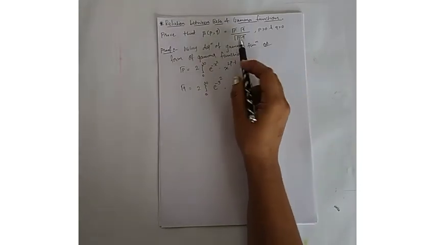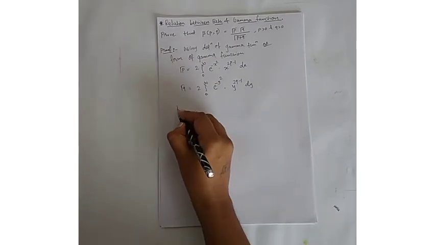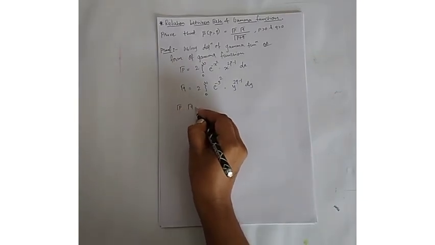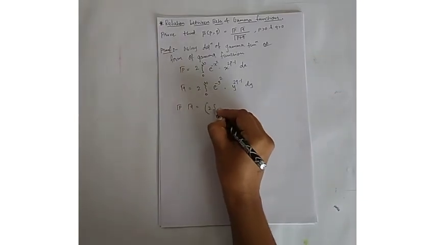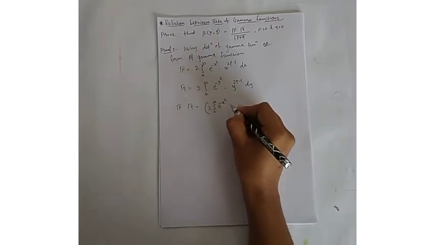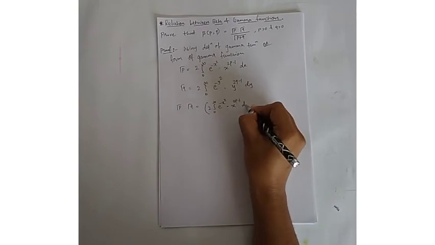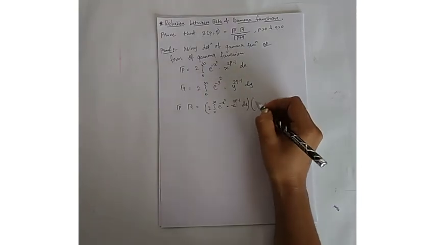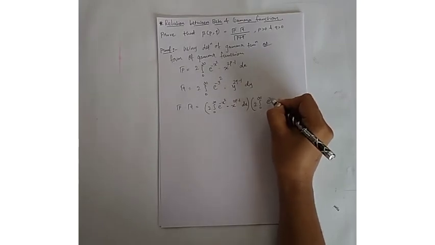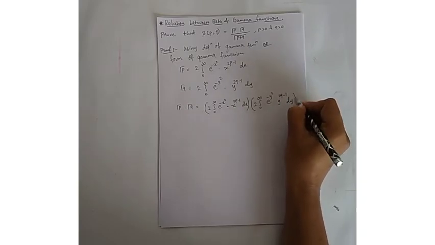Now multiply both gamma p and gamma q. So gamma p into gamma q is equal to 2 into integration with limit 0 to infinity e raised to minus x square into x raised to 2p minus 1 into dx, and the value of gamma q is 2 into integration with limit 0 to infinity e raised to minus y square into y to the power 2q minus 1 into dy.